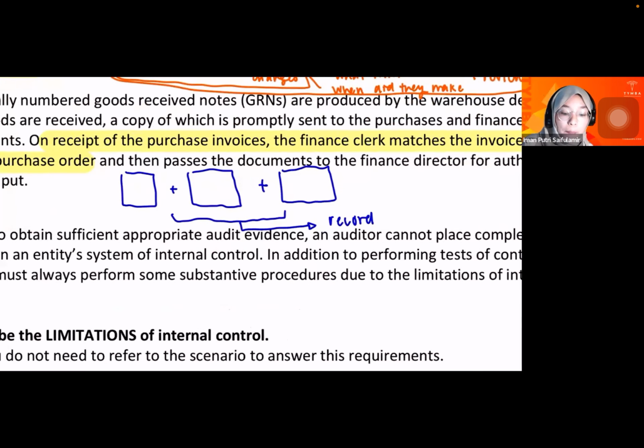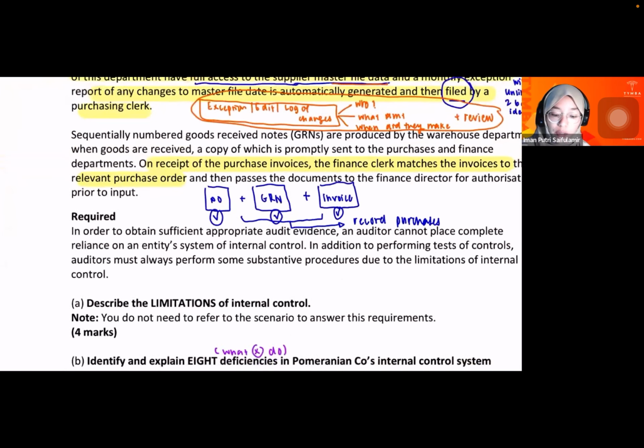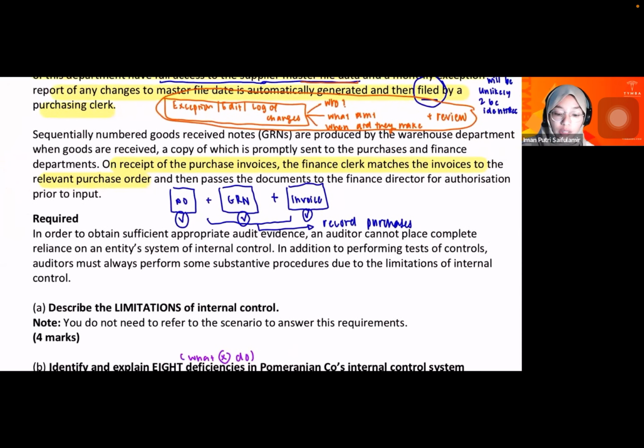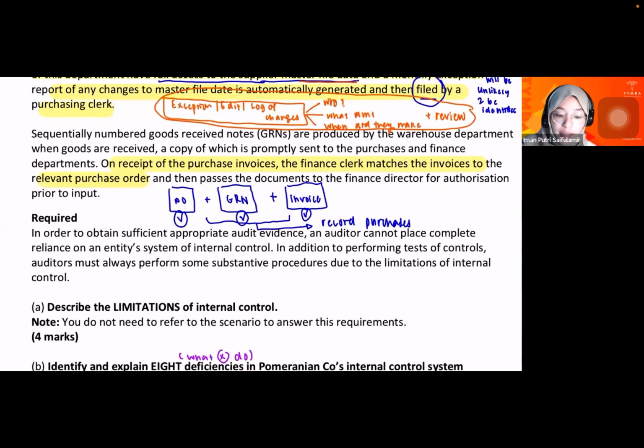Okay, so first is the PO, the purchase order, the GRN, and the invoice. Only when we have ticked this purchase order, this GRN, and this invoice, only then we will record the purchases. So right now, this scenario is saying on receipt of the purchase invoice, the finance clerk matches the invoice to the relevant purchase order. What did they omit here, guys? Basically, they omitted the GRN. If they did not match this with the GRN, what is the risk here?